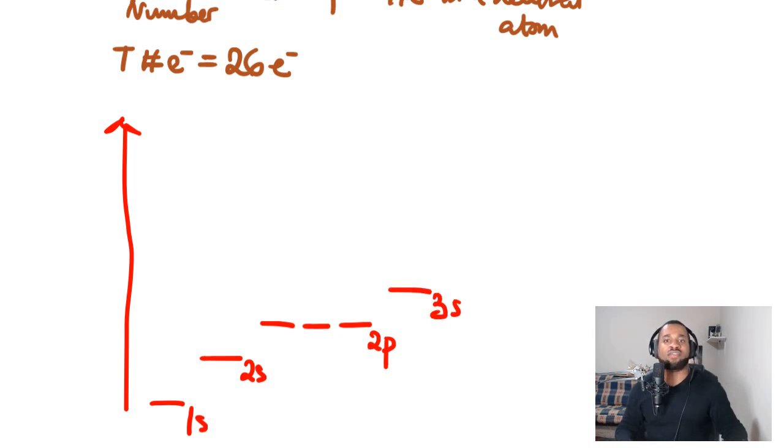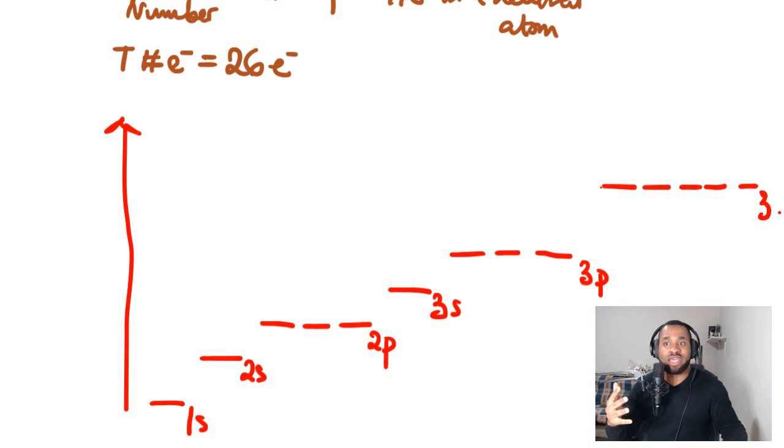Next is our 3s, and then we move up to 3 orientations of our 3p orbital. Then there's a tricky one right here. Instead of going to 3d, we have 5 orientations in our 3d, but take note here, the exception is this: between 3p and 3d is the 4s orbital. So this is one thing to keep in mind here.